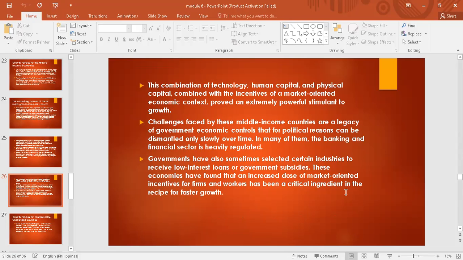The legacy government controls. Slowly, time is actually not really a challenge.